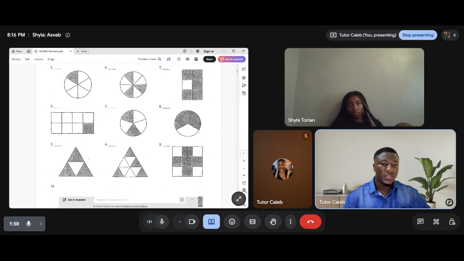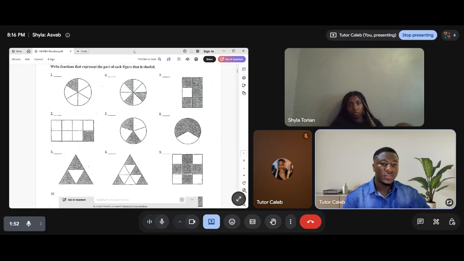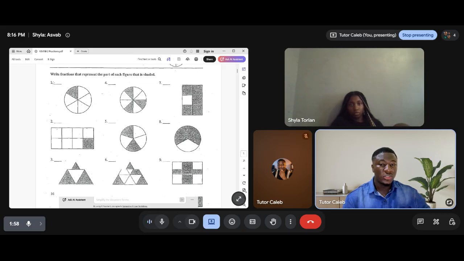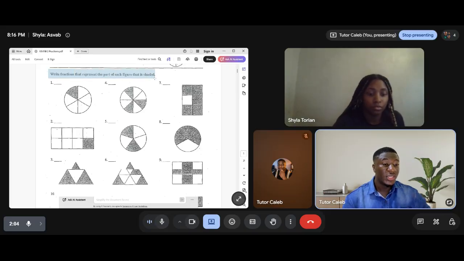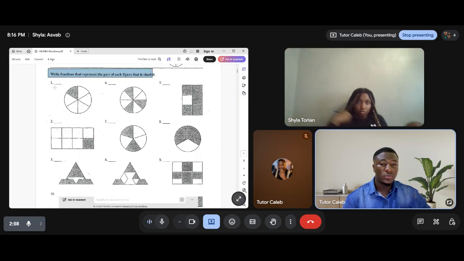Now, we have some examples here of parts that are represented by a shaded portion. The instruction says to write the fraction that represents the part of each figure that is shaded. I'll do question 1 and question 2, then you can try.